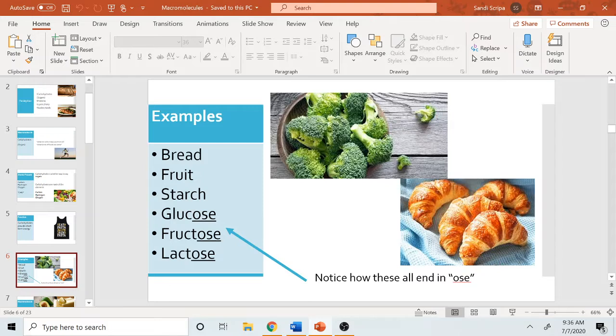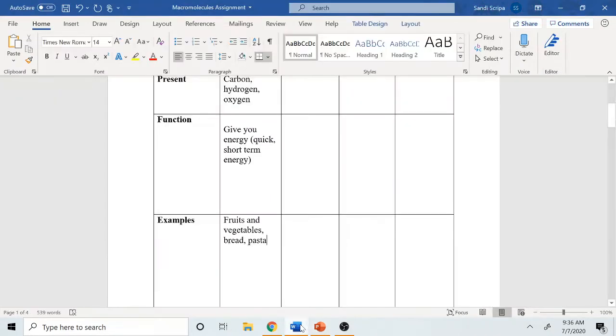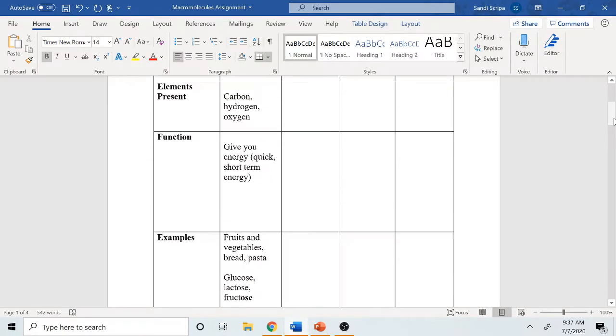You might have heard of lactose, which is the sugar that's in milk. Some people might be lactose intolerant. All right, so those are some examples as well. But anything that has those letters O, S, E at the end would be a carbohydrate. All right, so big takeaways from carbohydrates. You get them from plants. They give you quick energy.